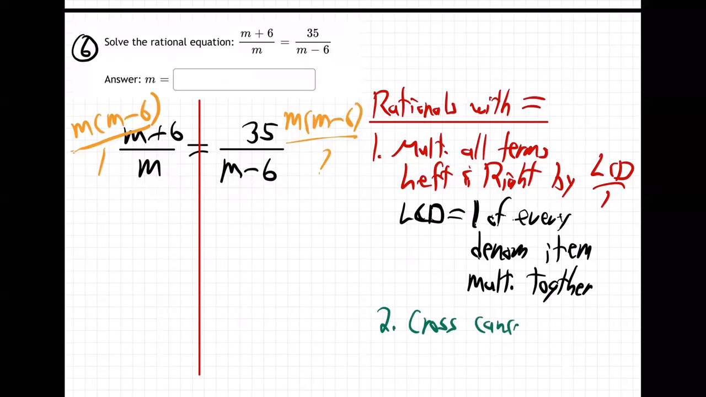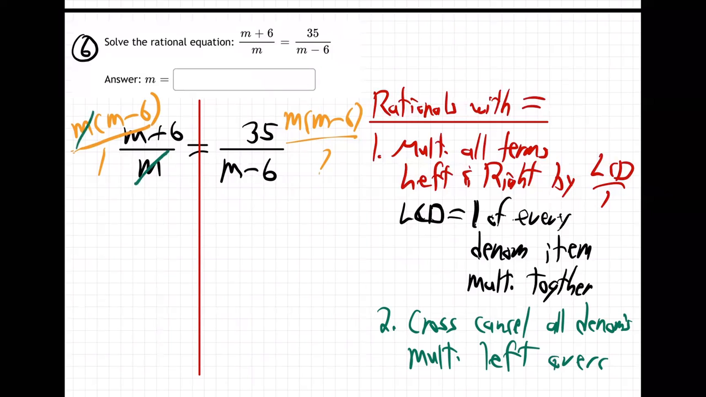Cross cancel all denominators and multiply the leftovers. So you cross cancel. So M cancels M. What's left over? The M minus 6 and the M plus 6 equals, and the M minus 6 cancels M minus 6. And what's left over? 35 and M. This is just a 1 here.